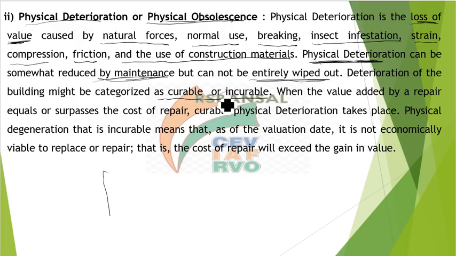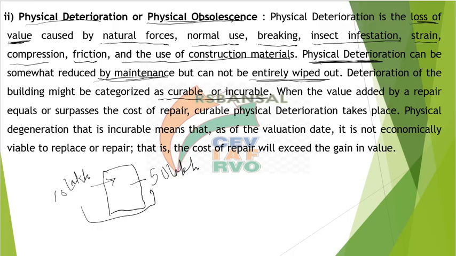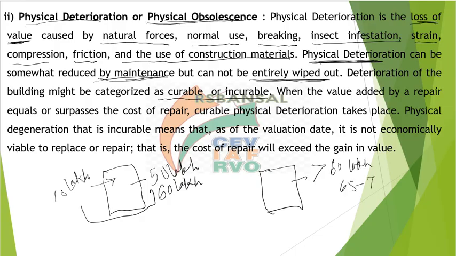Let us suppose you have a building. Its value as of today is 50 lakh, but it has certain physical deterioration or physical obsolescence which you can remove by investing an amount of 10 lakh, so that the total becomes 60 lakh. Now if you are able to sell this building for more than 60 lakh, meaning for 65 or 70 lakh, then it is curable. We call it curable.